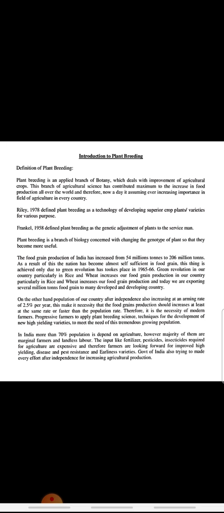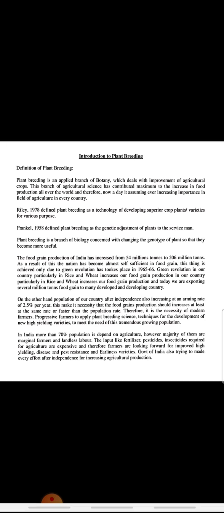Then the next definition we are going to see. Plant breeding is a branch of biology concerned with changing the genotype of the plant so that they become more useful. The food grain production of India has increased from 54 million tons to 206 million tons. As a result of this, the nation has become almost self sufficient in food grains.